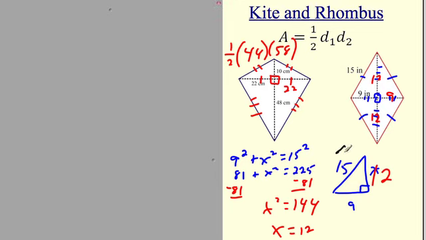I love it. So the area of this is going to be 1/2. My one diagonal is 9 plus 9 is 18. 12 plus 12 is 24. Go ahead and solve that, and you're good to go. Fantastic, we're killing it. Moving on to the next section.